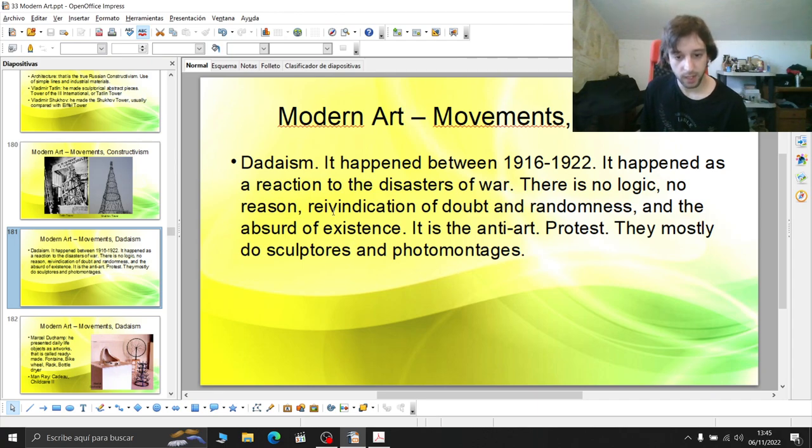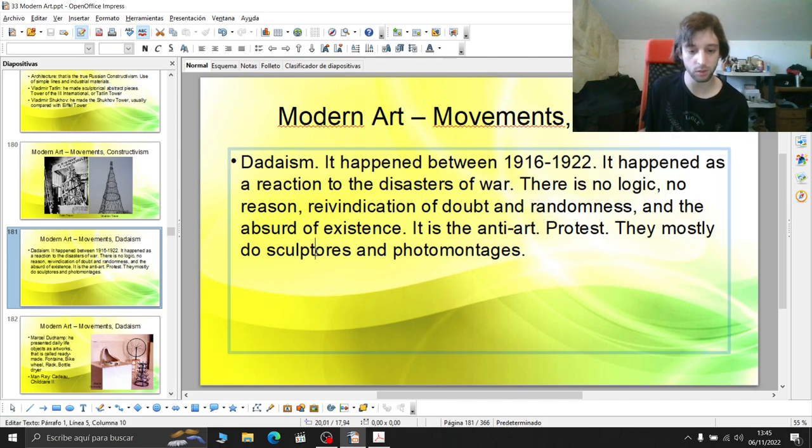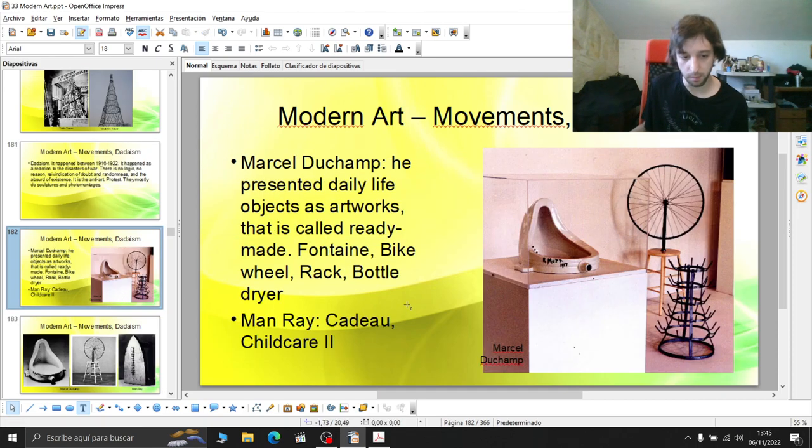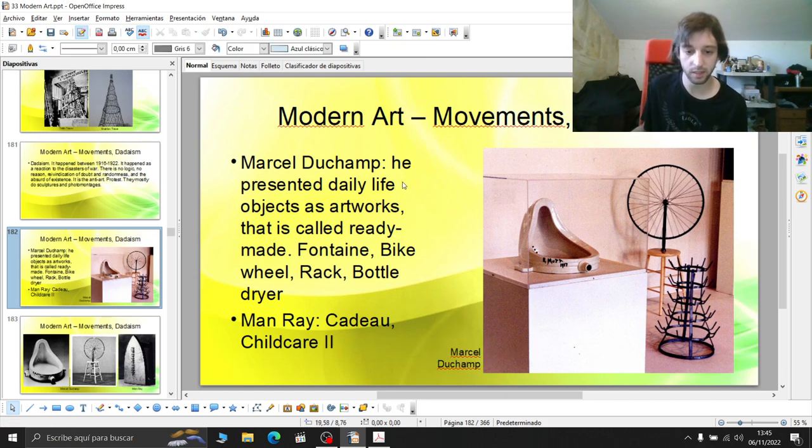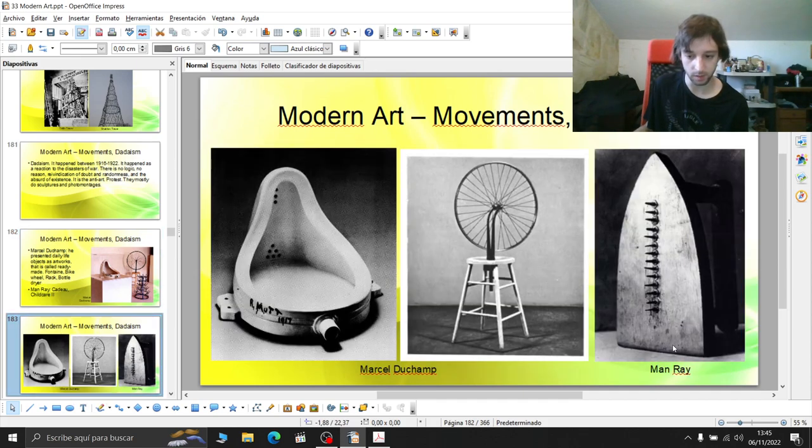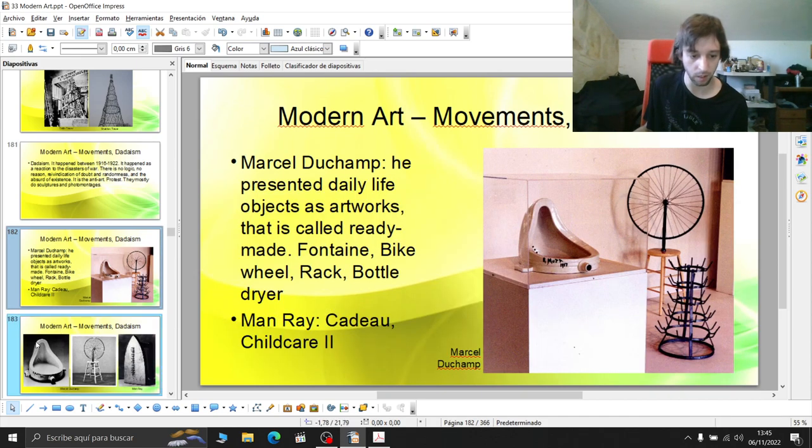It happened as a reaction to the disasters of war. There is no logic, no reason, a vindication of doubt and randomness, and the absurdity of existence. It is the anti-art, protest. They mostly do sculptures and photomontage. Marcel Duchamp presented daily life objects as artworks. That is called ready-made. Here are examples, Marcel Duchamp, and then there is also Man Ray.